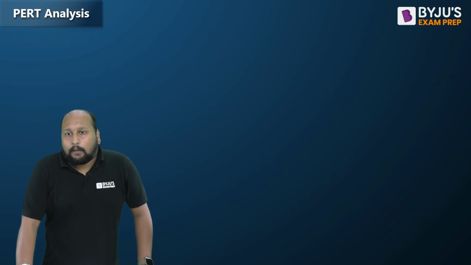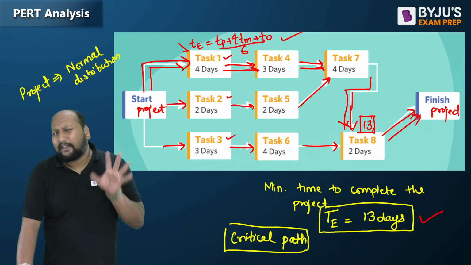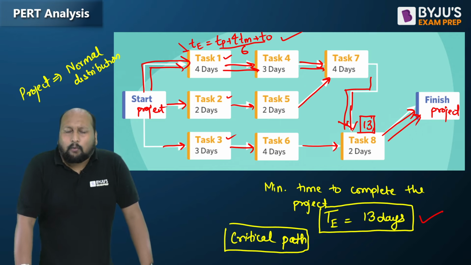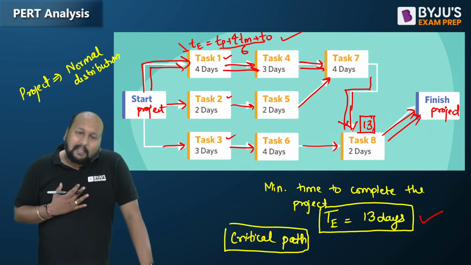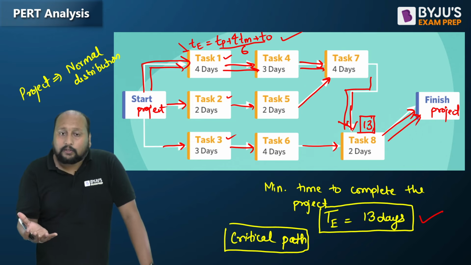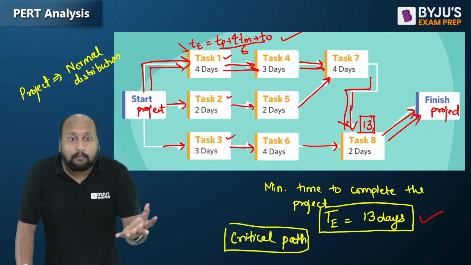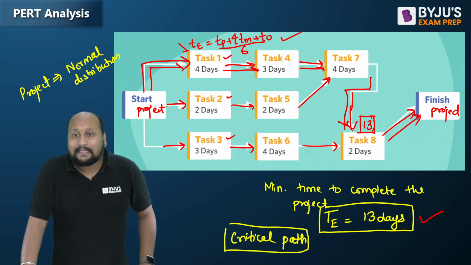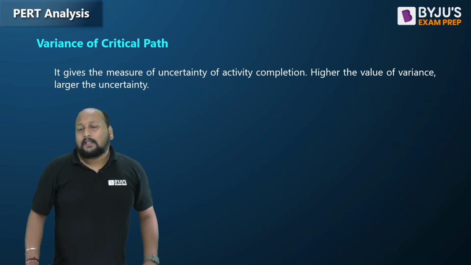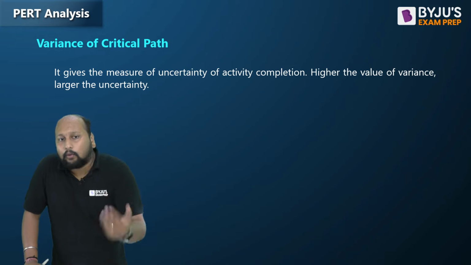Because this is a probabilistic approach, we will definitely be talking about the variance. What is variance? Variance is the amount of uncertainty which we are calculating, or we can say it's a measure of uncertainty. The higher the value of variance, the higher the uncertainty. So variance is a measure of uncertainty of an activity's completion.